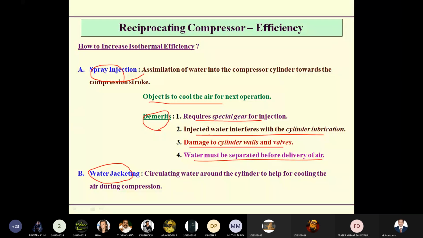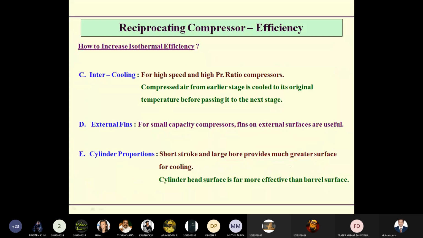That is circulating water around the cylinder to help the cooling of the air during compression, so we can improve the efficiency. Also, we can improve the efficiency by intercooling. For high speed and high pressure ratio compressors, the compressed air from the earlier stages is cooled to its original temperature before passing it to the next stage by the use of an intercooler. Then external fins also can be provided for the improvement of efficiency.